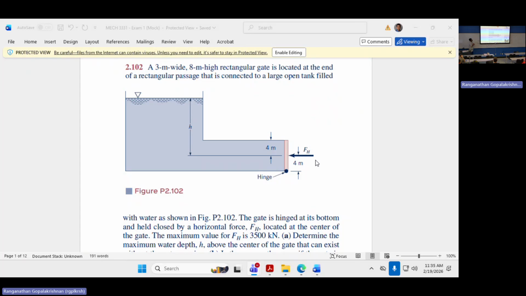Yeah. So not only that. Okay, since it is hinged, it can't move. So we'll just take the moment. So now the question comes to what is the moment due to the hydrostatic force and what is the moment due to Fh? The moment due to Fh is really simple. It's simply Fh multiplied by 4 meters, the arm. Force multiplied by arm is moment. Right? So what is the moment due to the hydrostatic pressure about the hinge? That is the question you need to first answer.